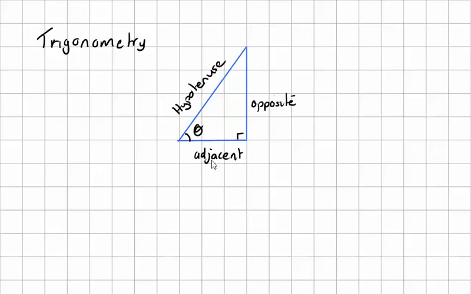Does every triangle have a hypotenuse? No. Which ones don't? Equilateral triangles. Which triangles have hypotenuses? Right angle triangles have a hypotenuse. If it's not a right angle triangle, it doesn't have a hypotenuse. If it's a right angle triangle, it has a hypotenuse. If it's not a right angle triangle, it doesn't have a hypotenuse.